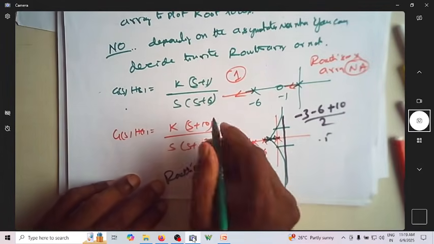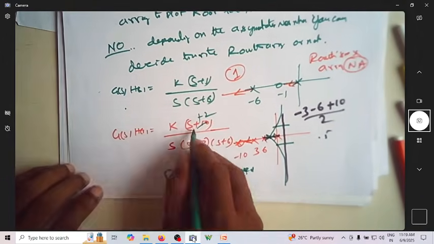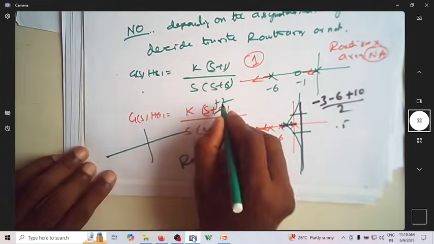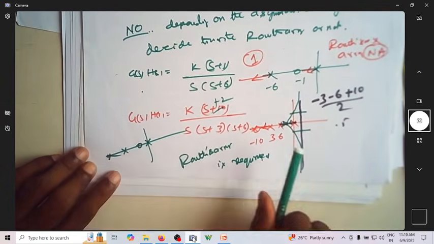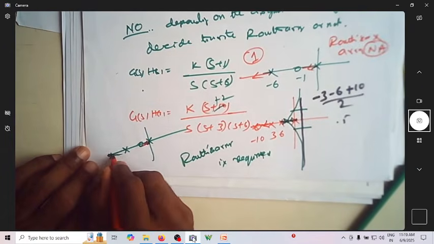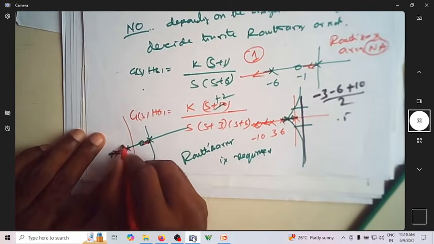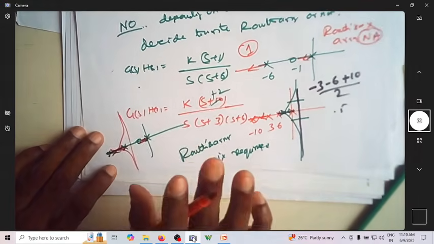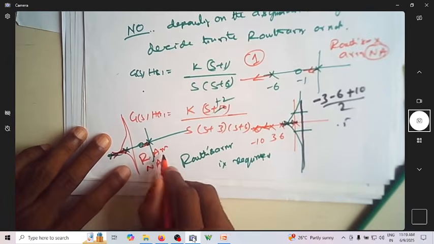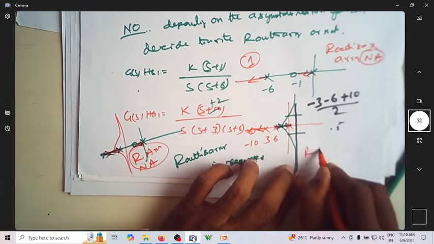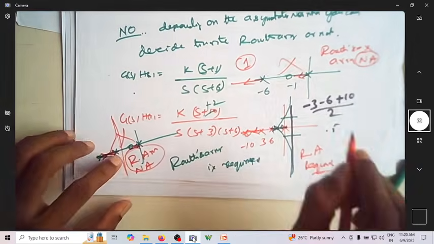Suppose the same thing, if this becomes plus 2, then the Routh array is not required. You can see here, the moment this comes to this side, you have this here, this here, this here. This settles here, and this is going like this. The centroid comes somewhere on the left hand side. It just goes like this. It's not crossing the imaginary axis. Routh array is not applicable. Here the Routh array is required; here it is not required.